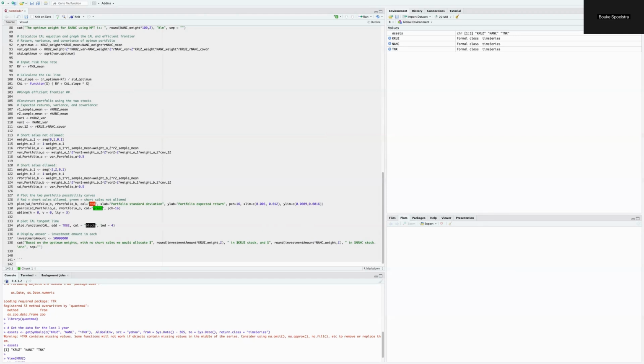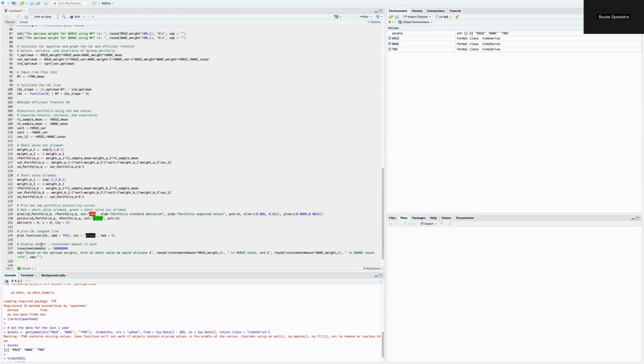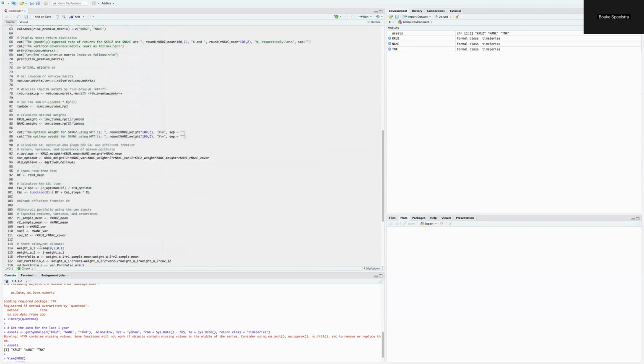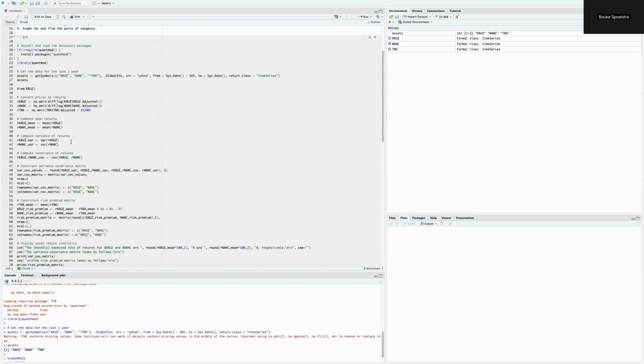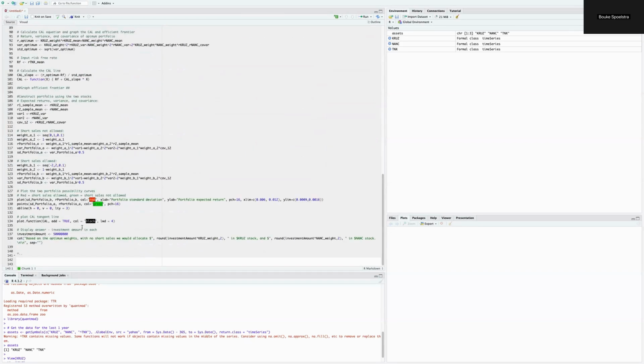I just added code to display the answers for the investment amount, the original question. So 50 million allocated. We multiply that by the weights. We can figure out the optimal amount. So this would be, right, we've taken into account the excess returns. We're looking at regular mean variance optimization.